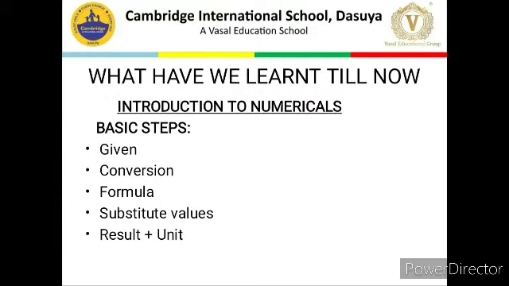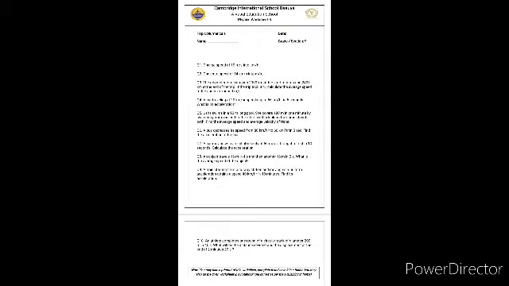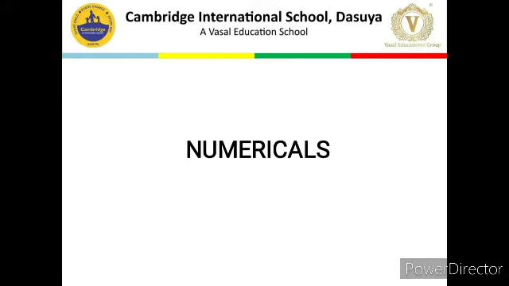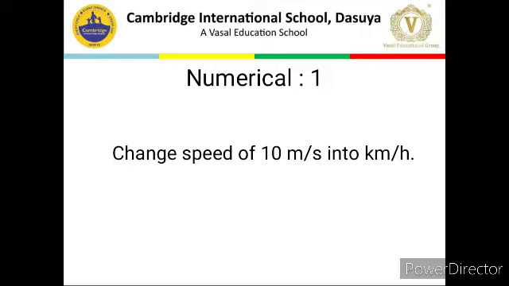And I have given you a worksheet. We are going to discuss that worksheet today again, so that whatever your doubts are, please clear those doubts. So, let's get started. So the first numerical we have is: change a speed of 10 meter per second into kilometer per hour.